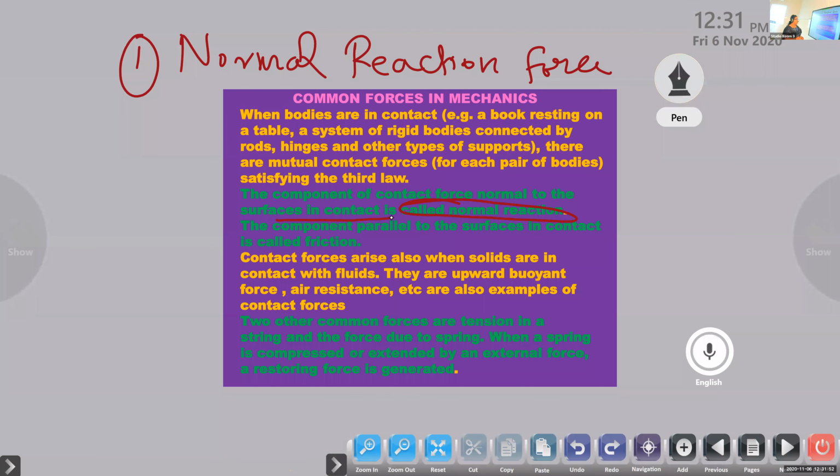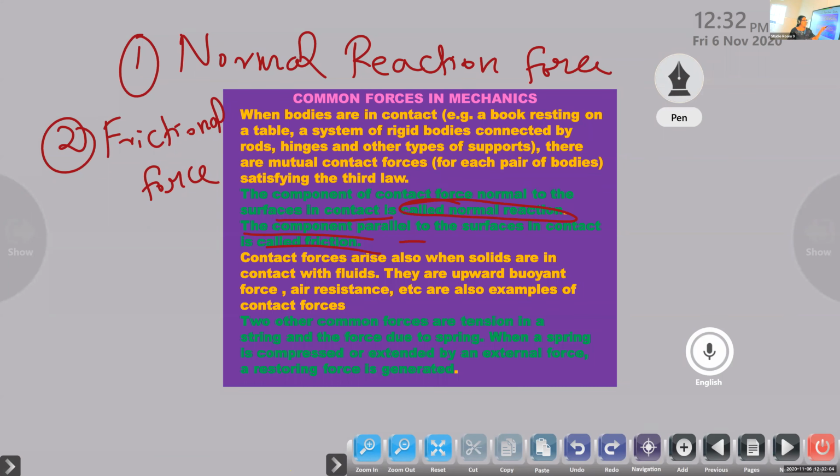Okay, that's the meaning. The next type of force is frictional force. The next type of force which acts like a concurrent force is frictional force. It is the component parallel to the surface. Frictional force always acts parallel, not perpendicular. So the component parallel to the surface in contact is called frictional force.